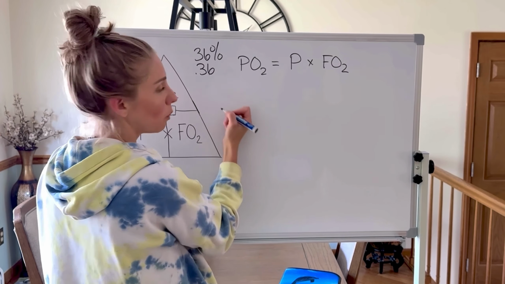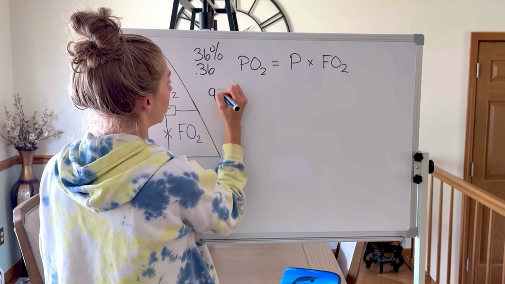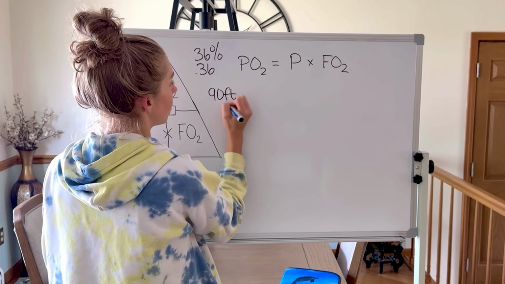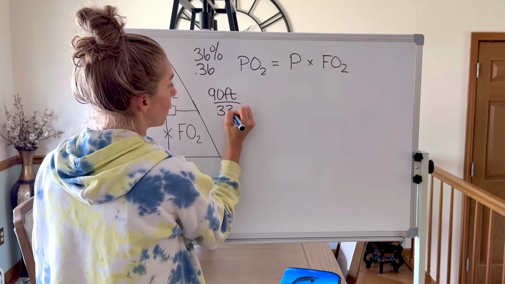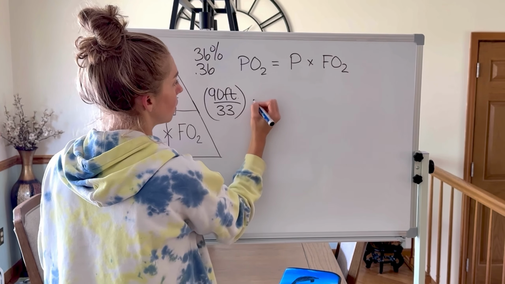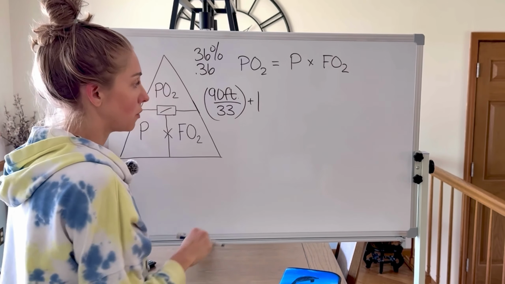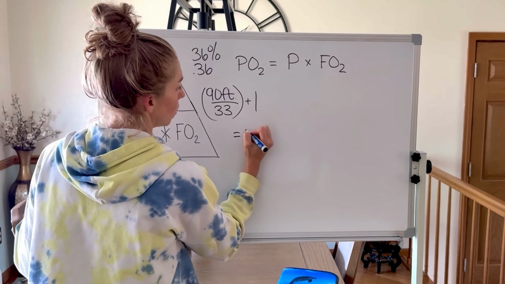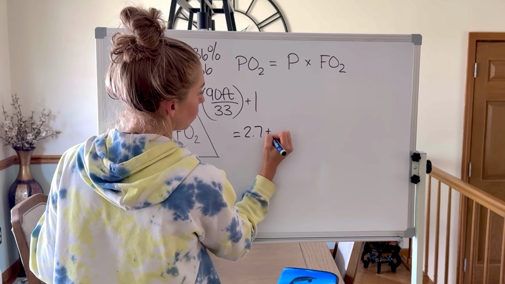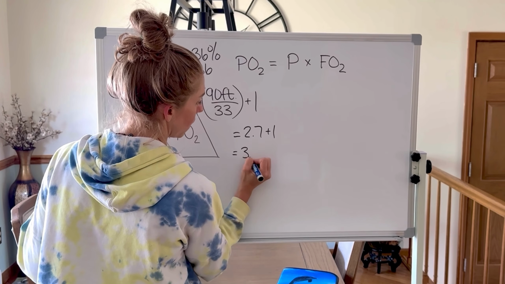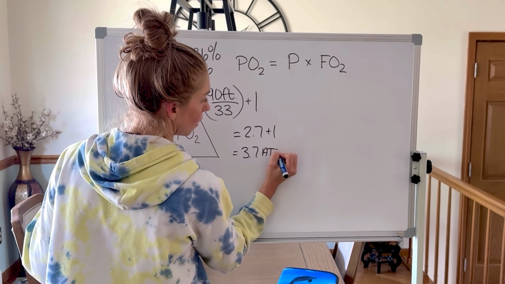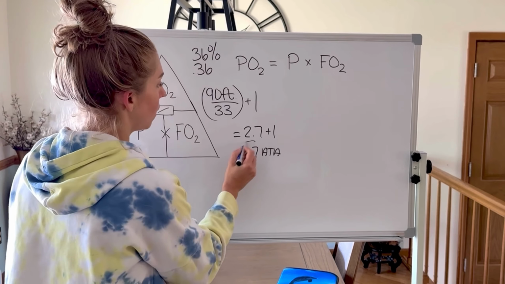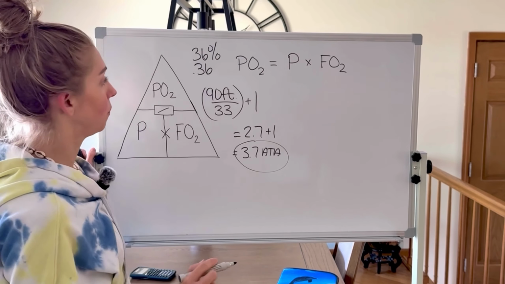And we're going to go down 90 feet? 90 feet, divided by 33, because we have to convert that into atmospheres, right? So that's going to equal 2.7, plus 1 is going to equal 3.7 ATA. So we can plug this into the equation now.